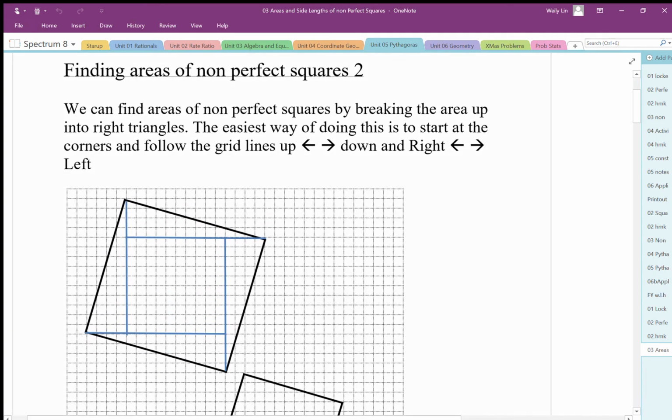So we can find the areas of non-perfect squares, these diagonal squares here, by drawing in these vertical lines, and they have to follow the grid lines, and these horizontal lines, and again, they have to follow the grid line. And what that allows us to do is break it up into nice shapes. So we have this nice square shape in the middle, and these right triangles on the outside.